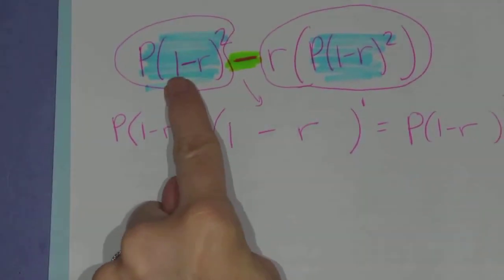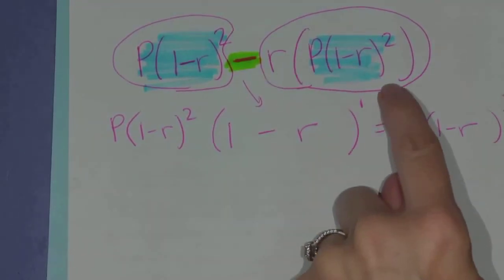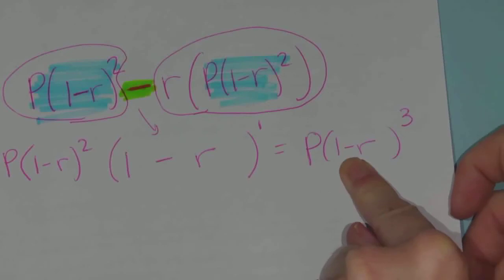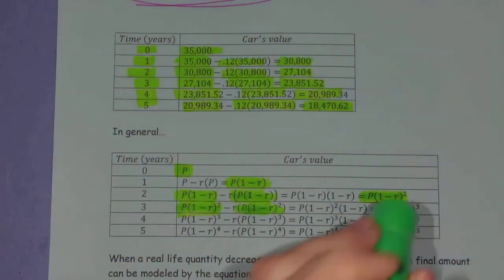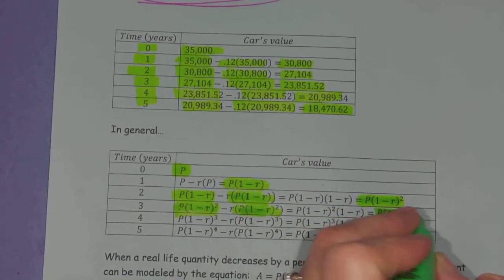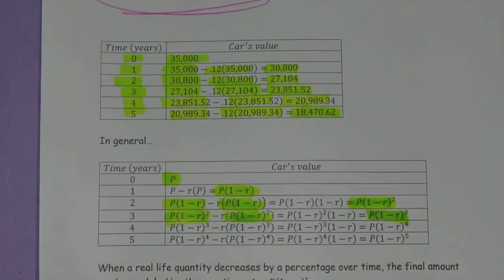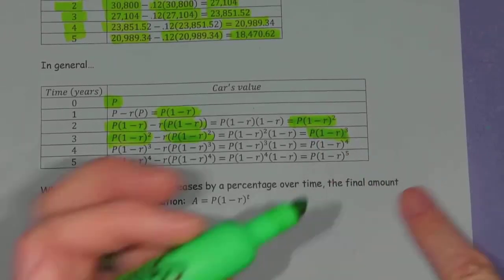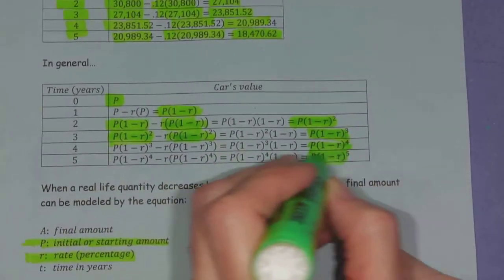We took P times (1 minus R) squared minus the rate times P times (1 minus R) squared, and it gave us P times (1 minus R) cubed, which I have right here. And this just continues. You can see it in the next two lines if you're really understanding this. What happens is you start to see a pattern.